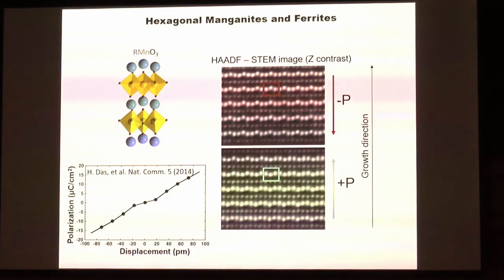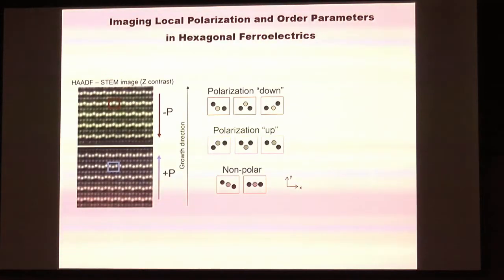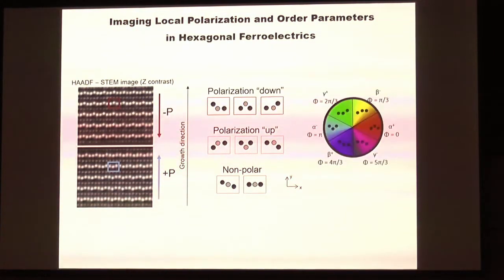And this displacement that you can measure out in picometers here tracks monotonically with the polarization in microcoulombs per centimeter squared as calculated in DFT. And so we can directly pull out the polarization by looking at the crystal this way. So what we can do to measure the order parameters, we can also go atom by atom through this crystal, look at the left neighbor and the right neighbor. And then we can classify it into these 6 different ferroelectric categories, 3 for polarization down, 3 for polarization up.